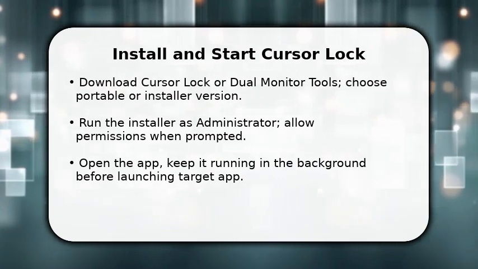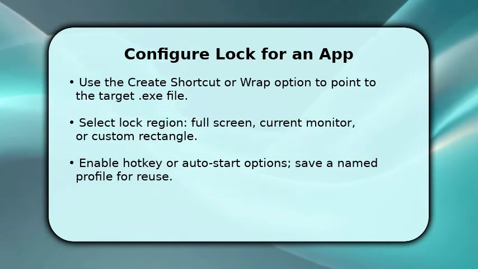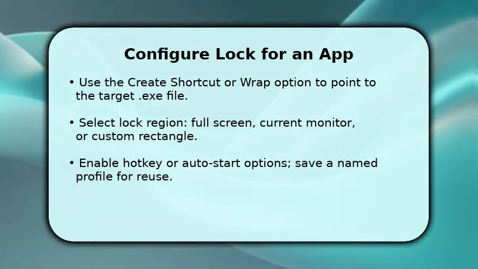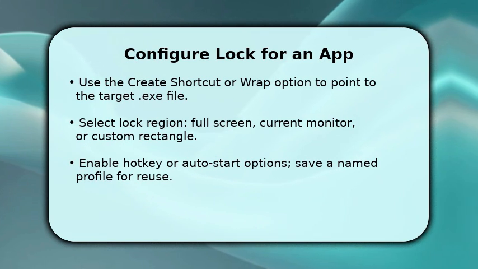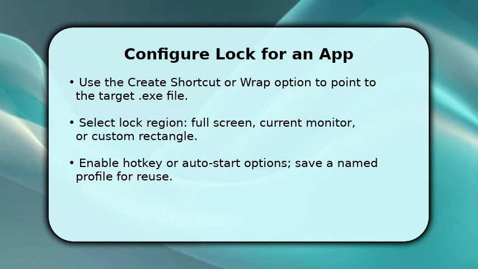Choose Create Shortcut or Wrap and point to the target executable. This makes the program launch inside the cursor constraint. Next, select the lock region. Pick Current Monitor to confine the pointer to one screen, or draw a custom rectangle when you need precise edges.